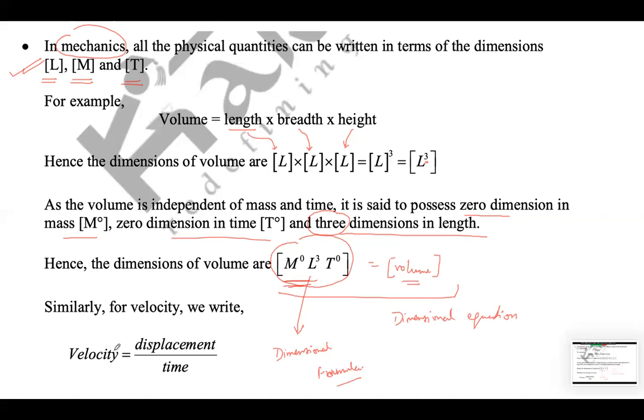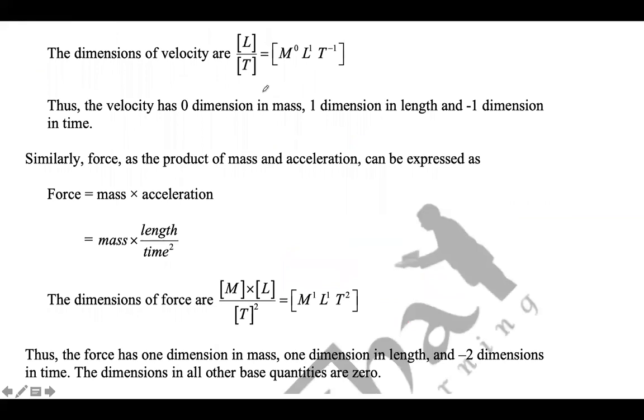Similarly, velocity is displacement upon time. So the dimension of velocity is L by T, distance upon time. The power of L is 1, and T, when it goes to the numerator, the power becomes -1. So the dimension of velocity will be m0 L1 T minus 1. That means the dimension of mass is 0, the dimension of length is 1, and the dimension of time is -1.